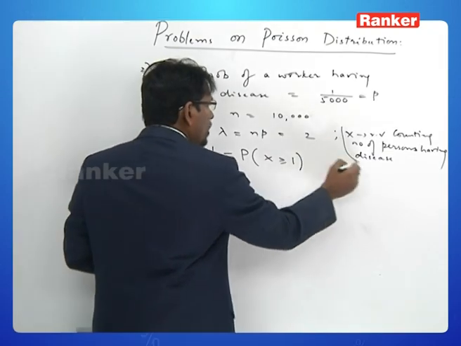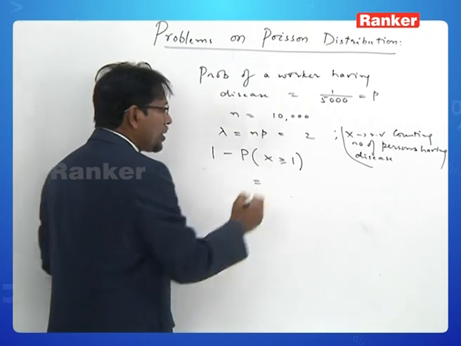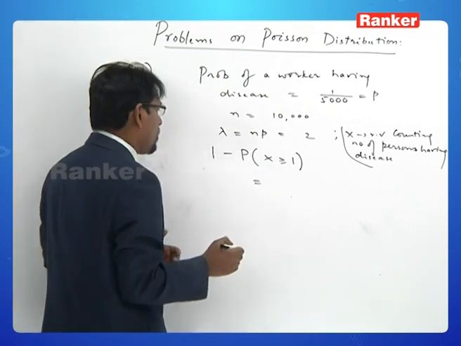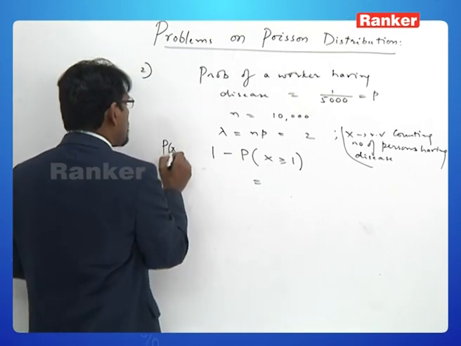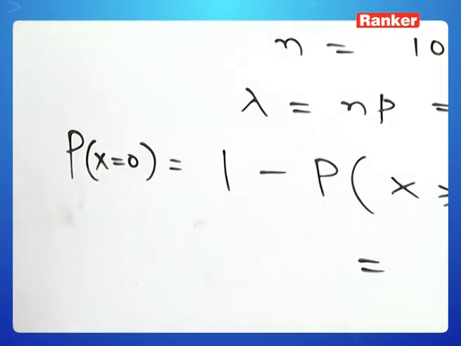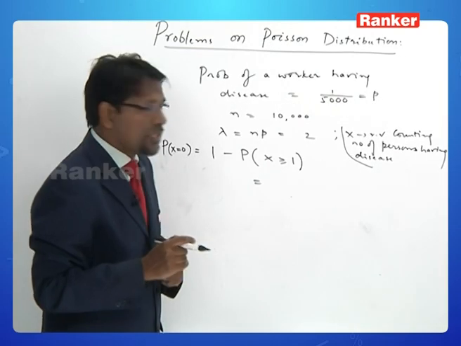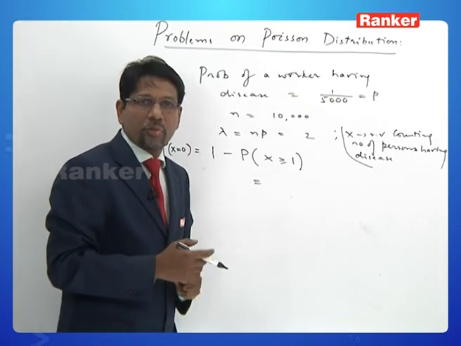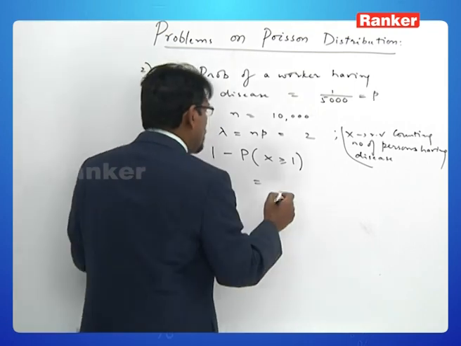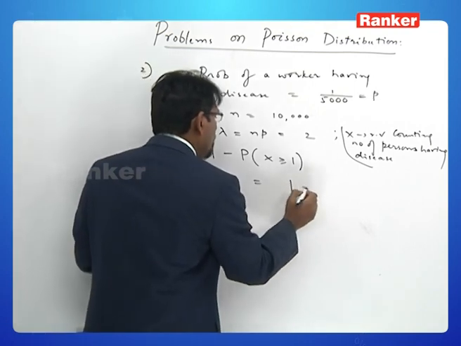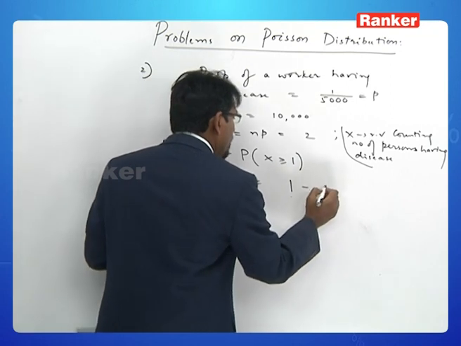So 1 minus the probability that x is greater than or equal to 1 will give me the probability of x equal to 0. The probability of x equal to 0 is what is required: the probability that none of them will get the disease, that is, 0 persons have got the disease. So 1 minus the probability of x greater than or equal to 1. So let's go by what is the probability of x greater than or equal to 1.